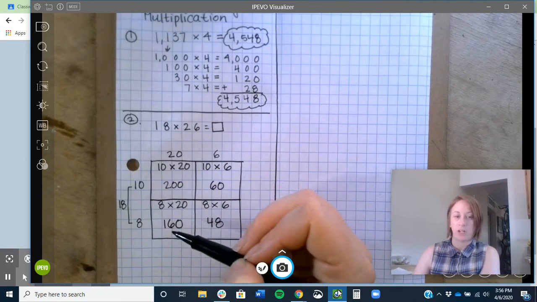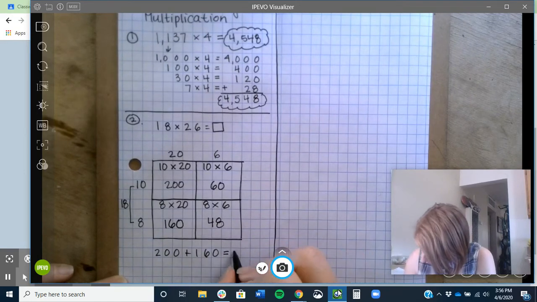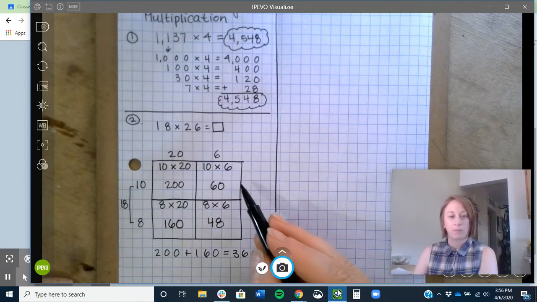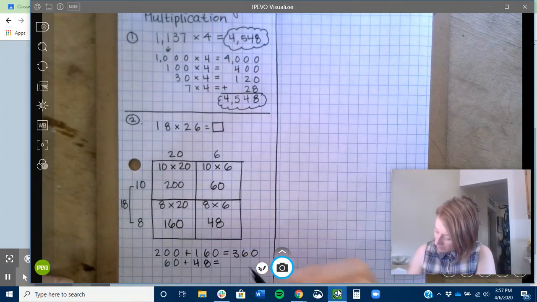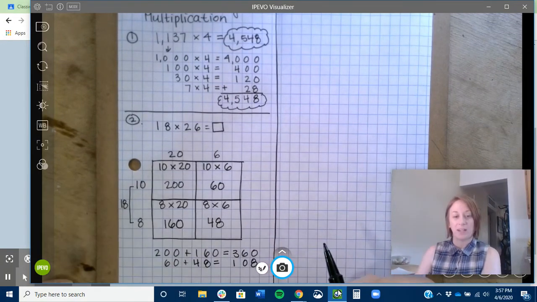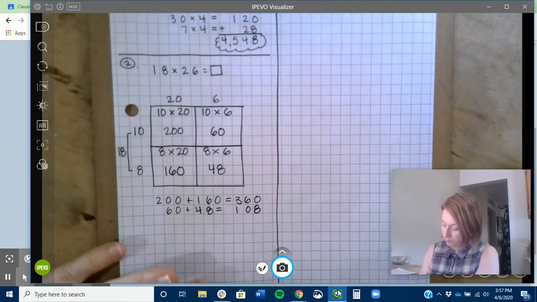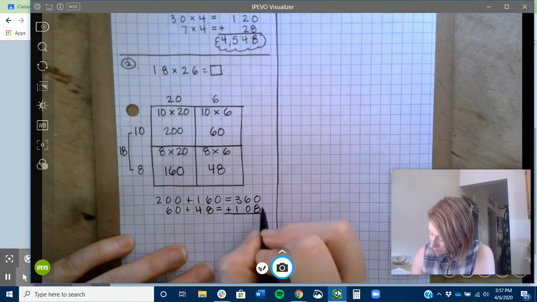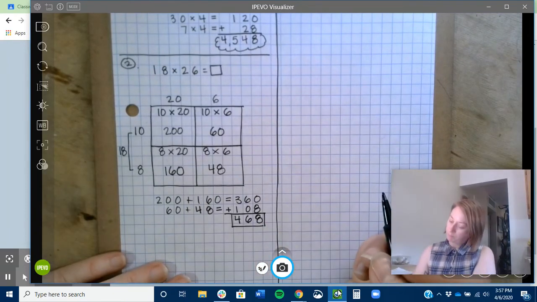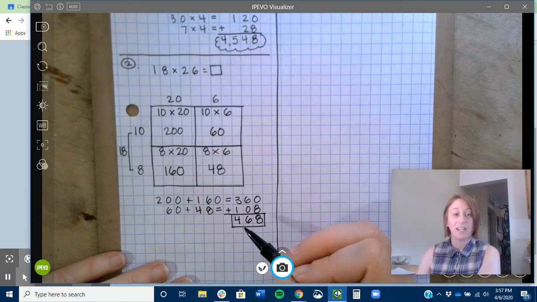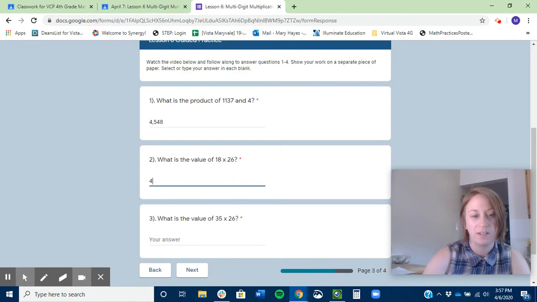So I'm going to add 200 with 160. 200 plus 160 equals 360. Now I'm going to add 60 plus 48. 60 plus 48 equals 108. The last thing that we need to do is add all of these values together. 360 plus 108 equals 468. Let's go ahead and type in our answer into the blank space. 468.